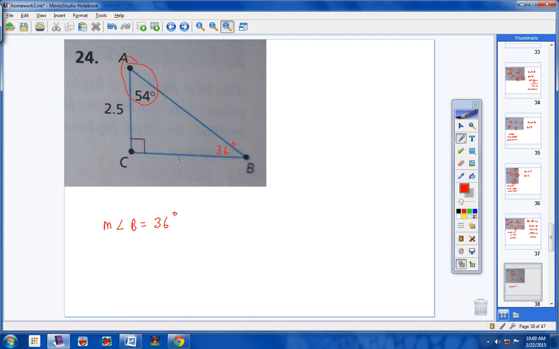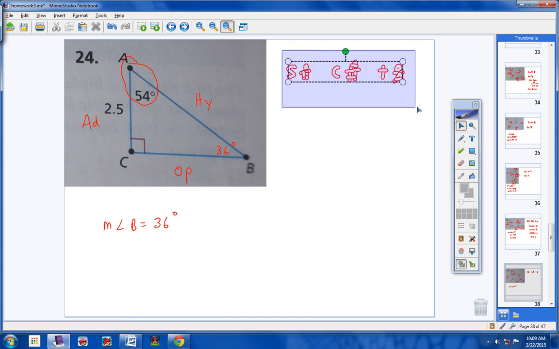I'm going to use this angle here. So I circle this angle, so this is my opposite side. This is my hypotenuse, and this is my adjacent, okay? Now, let's look at our trig functions. I have sine, cosine, and tangent. SOHCAHTOA. I'm going to quickly copy this so I don't have to keep writing it over and over.